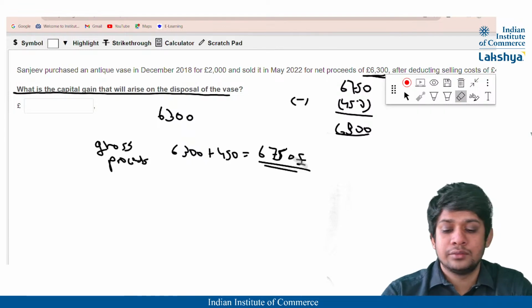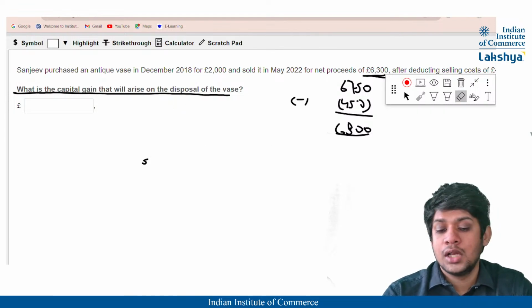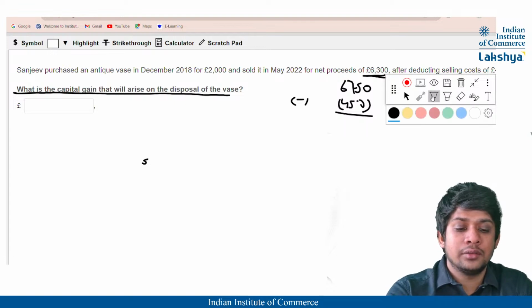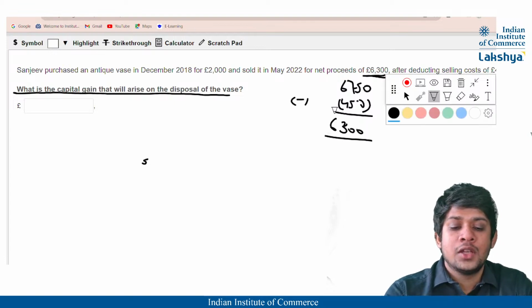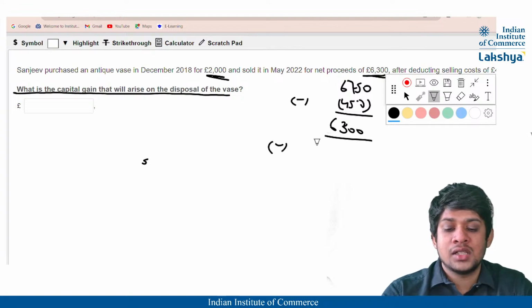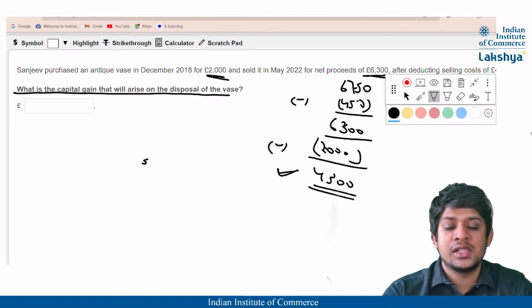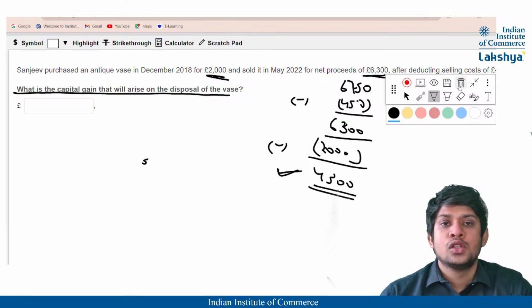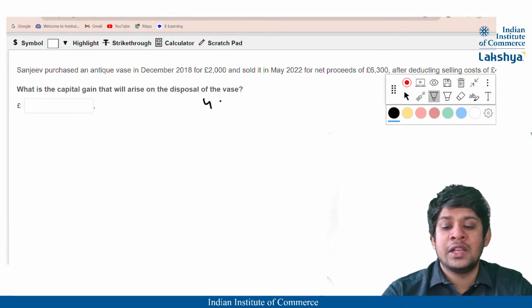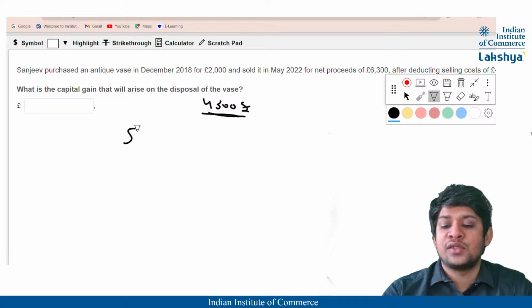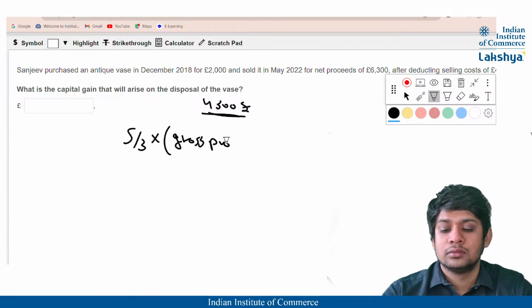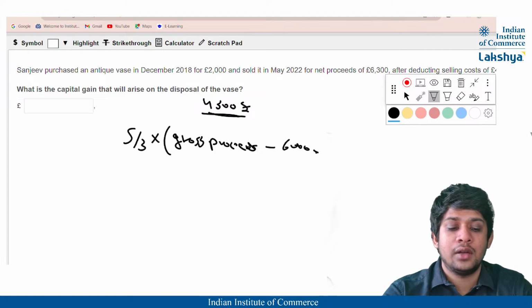And she purchased it for 2,000, so minus the purchase cost of 2,000, that is 4,300. This is as per the normal computation of gains, so she should be charged 4,300. But you have to take the lower of this or the other one, that is 5 divided by 3 into gross proceeds minus the benchmark of 6,000.